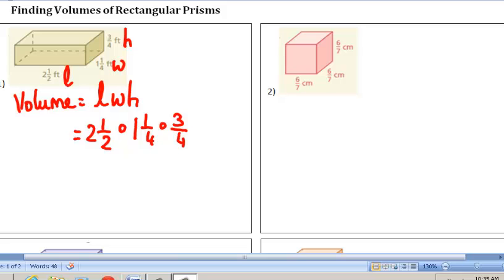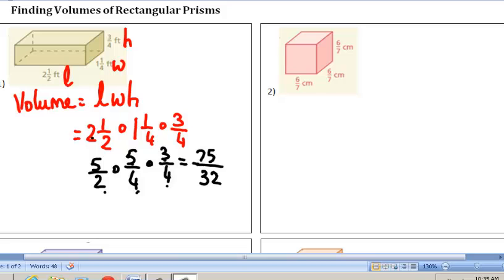Now remember, we cannot multiply mixed numbers, so we have to make them into improper fractions. So 2 times 2 is 4, plus 1 is 5, 5 over 2, times 4 times 1 is 4, plus 1, 5/4, times, of course, the last one is still 3/4. Now go ahead and multiply. 5 times 5 is 25, times 3 is 75, over 2 times 4 is 8, 8 times 4 is 32.